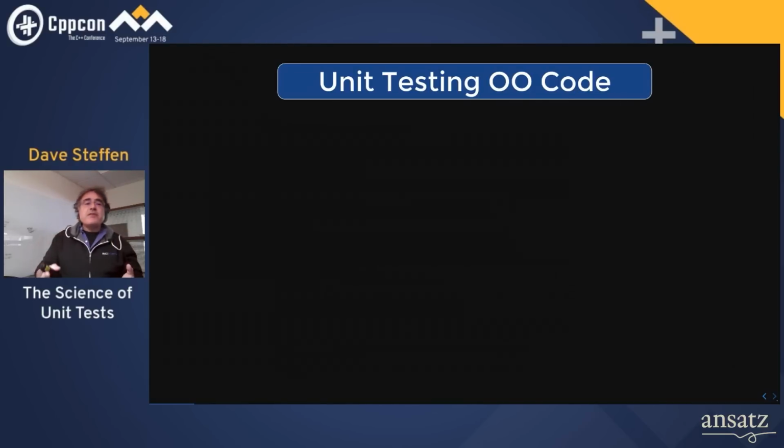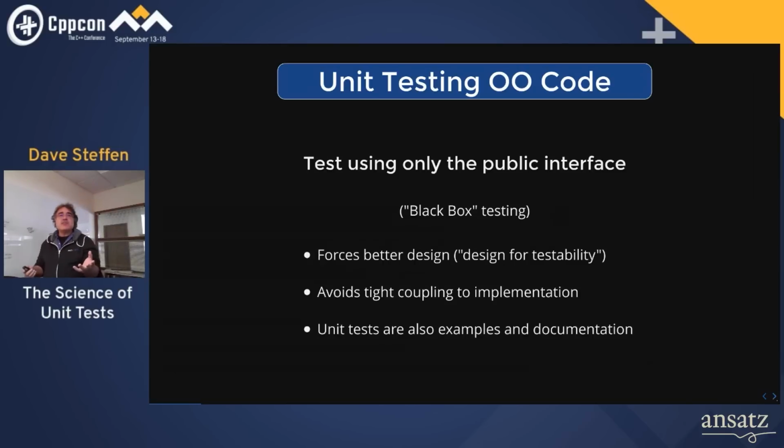The most common advice for testing object-oriented code, or just testing a class, is to do so-called black box testing, where you use only the public interface. Black box, because you're not looking in to see how all the gears and the wires are laid out, right? You're not looking at the implementation. You're just looking at the external behavior of the thing.